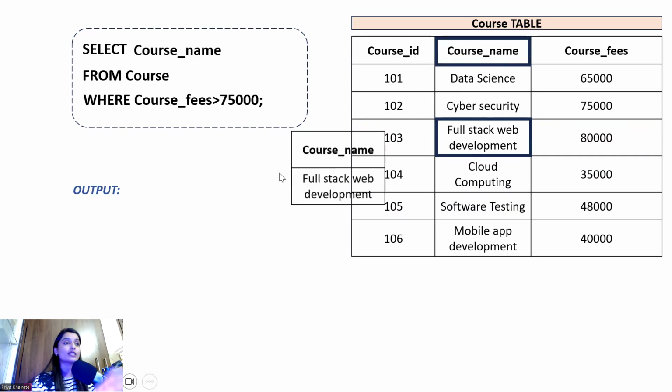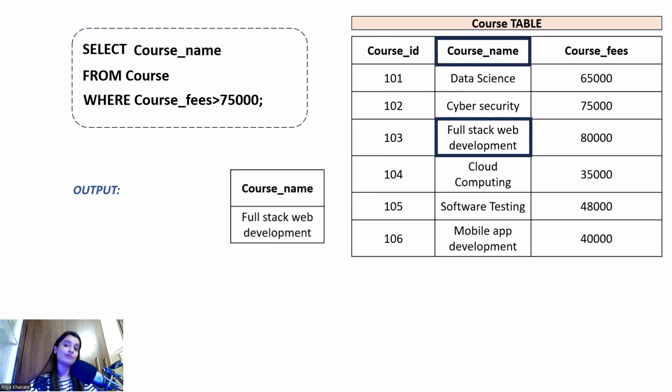So now if you execute this query, your output will be like this. So what is the question for this answer? Question will be, listen very carefully. Write a query to display course name from the course table wherever course fees is greater than 75,000. Again, I will repeat. Write a query to display course names from the course table wherever course fees is greater than 75,000. So we will write select course name from course table where course fees is greater than 75,000. This is how your operator works.